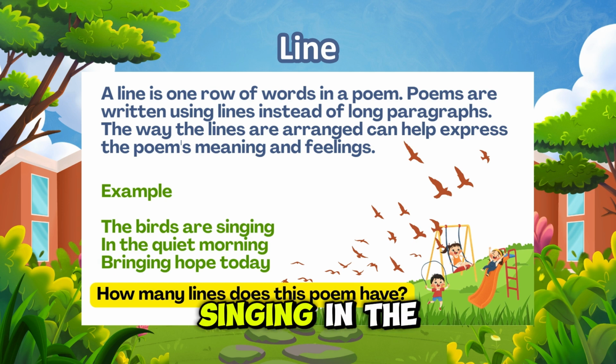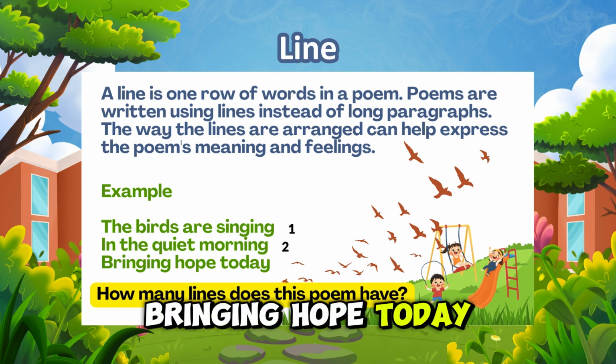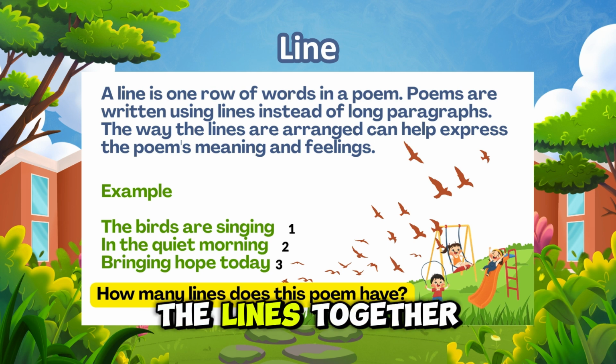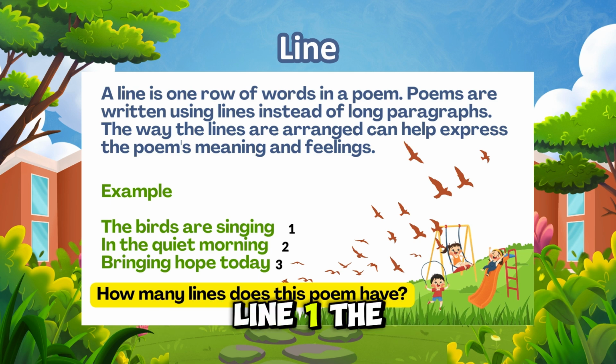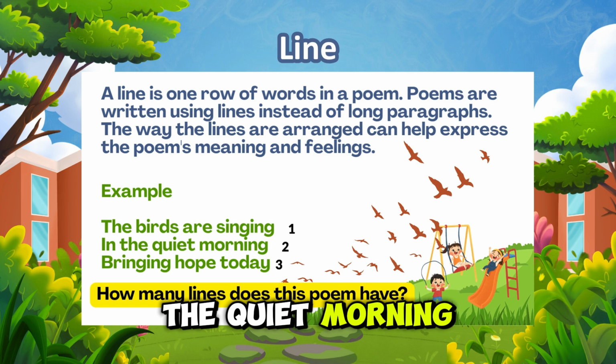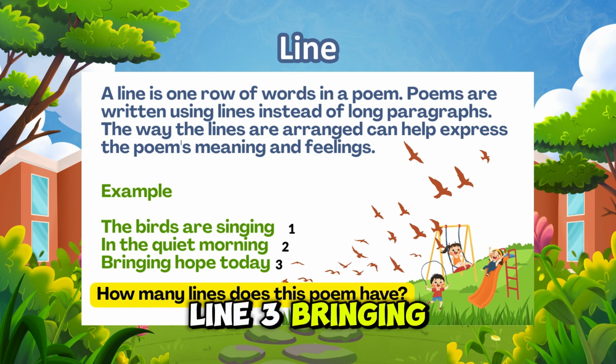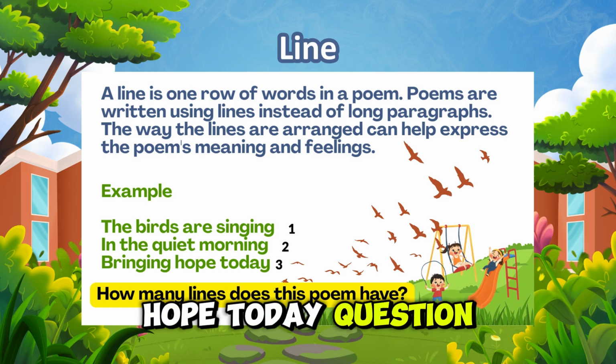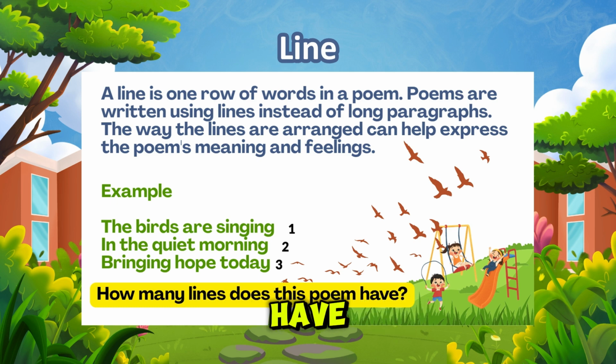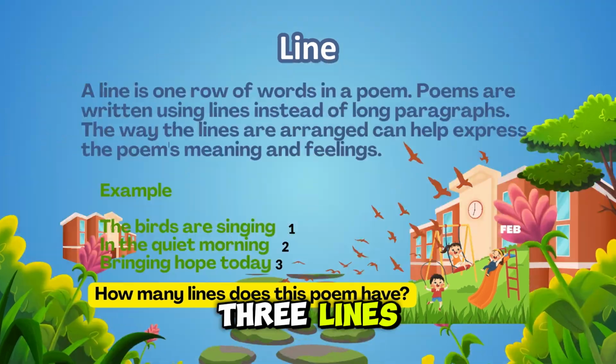The birds are singing in the quiet morning, bringing hope today. Now, let's count the lines together. Line 1, the birds are singing. Line 2, in the quiet morning. Line 3, bringing hope today. Question, how many lines does this poem have? That's correct. The poem has 3 lines.